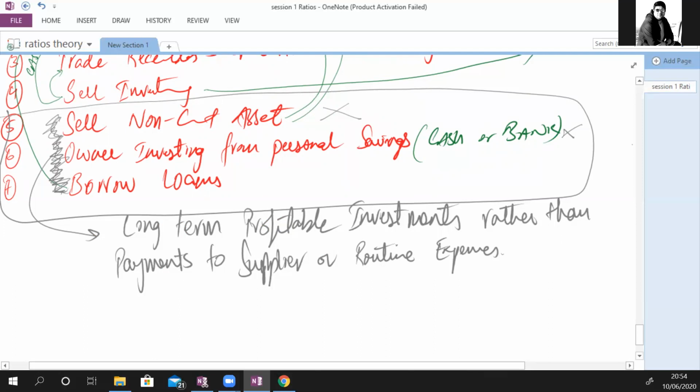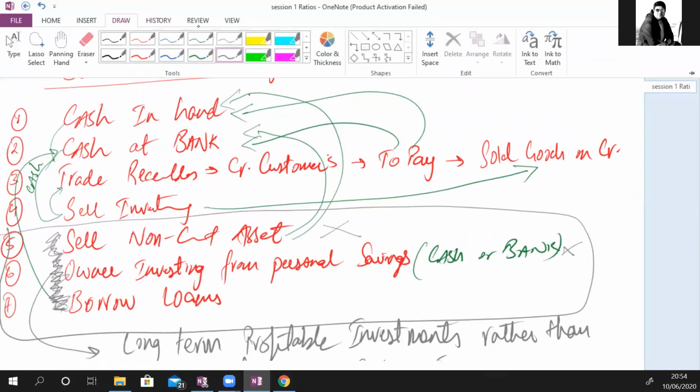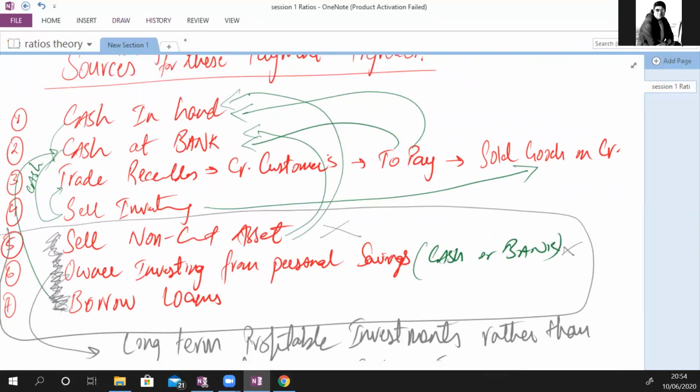So the thing is, how would you be able to pay your suppliers? What should be the sources? You should have enough inventory. You should have enough customers in hand. You should have enough money in bank or in hand to settle your customers.